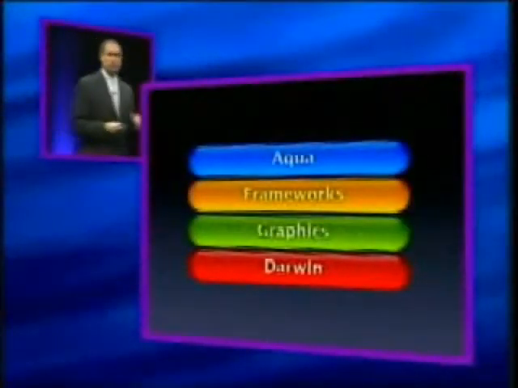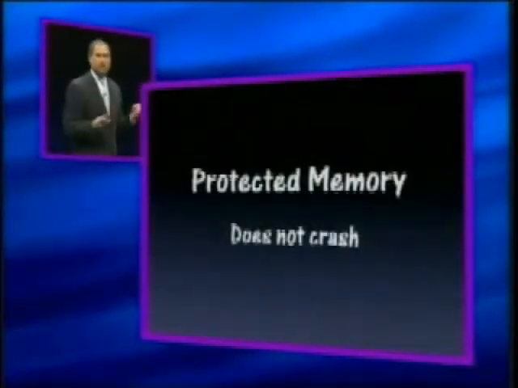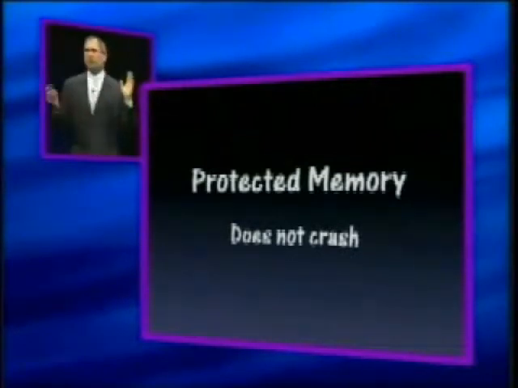So let's examine the architecture of macOS 10 for a second. The architecture has 4 layers: Darwin, the foundation, the graphics, the frameworks, and our new user interface, Aqua. So let's take a look at Darwin. Darwin offers us some amazing new features for the Mac. First and foremost, protected memory so you don't crash.